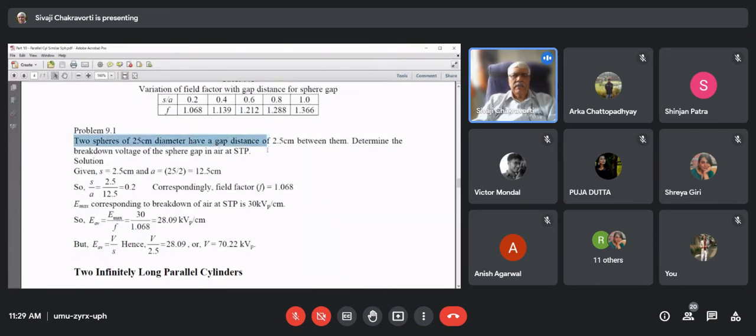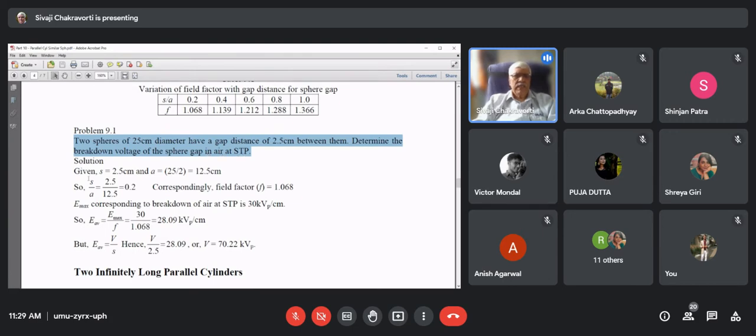A problem I have given here, what is that? Consider two spheres of 25 centimeter diameter having a gap distance of 2.5 centimeter between them. Determine the breakdown voltage of the sphere gap in AR at STP.